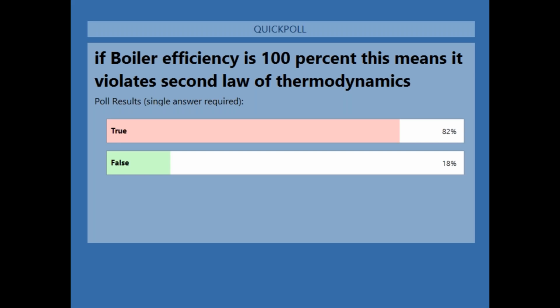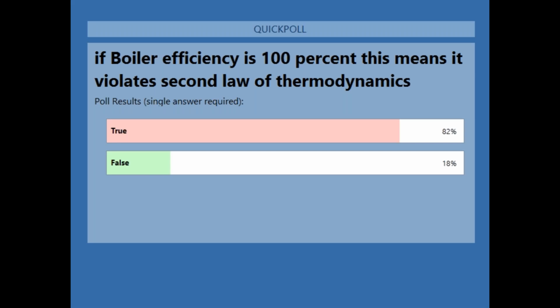See, for the simple reason that when we talk about the second law of thermodynamics, we are talking about the constraint of converting heat to work. In this case, when you are talking about a boiler, we are not talking about heat to work conversion. So boilers are not constrained by the second law of thermodynamics. The second law would not say that we cannot have a boiler whose efficiency is 100%. What does the second law say? It says that we cannot have an engine whose efficiency is 100%. That is, we cannot convert all the heat to work.